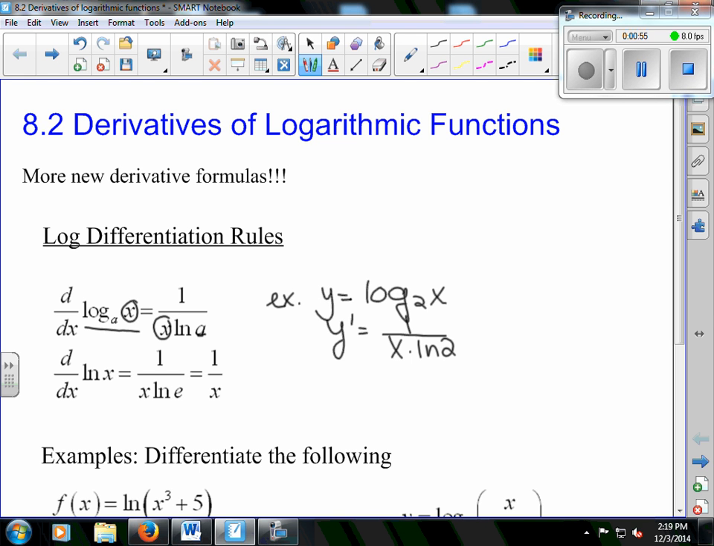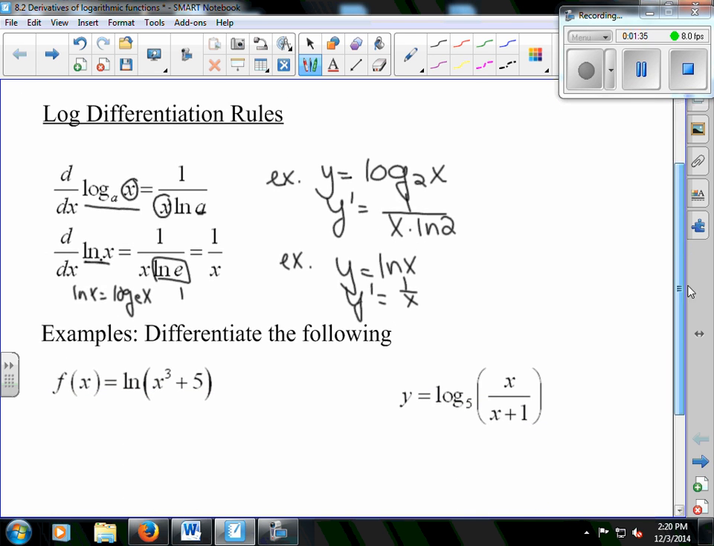And in the special case where your base is e, remember here I have natural log of x, and natural log of x is just log base e of x, then the derivative is 1 over x times the natural log of e, because the formula tells us that we multiply by the natural log of the base. When the base is e, the natural log of e is just 1. And so our answer is 1 over x. And so, for example, if y is the natural log of x, then y prime is simply 1 over x. And that's our new formula.